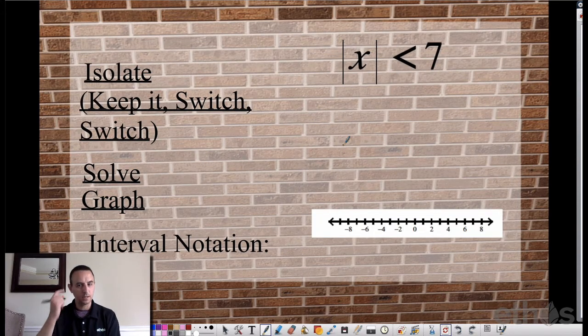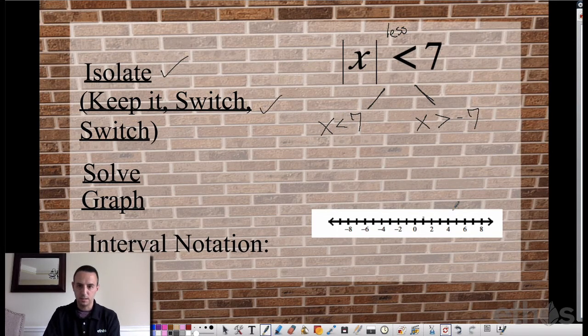So looking at this one right now, that's a less than sign. So it's already isolated. So that's my first step. So now I'm going to switch it. And I find it really easy to go from here and say, okay, rewrite these equations. x is less than 7. And now I'm going to keep it, switch, switch. And that's where this comes in. Now I'm going to solve it.